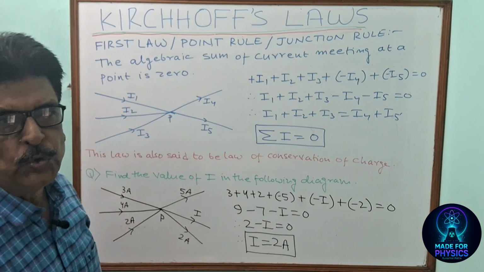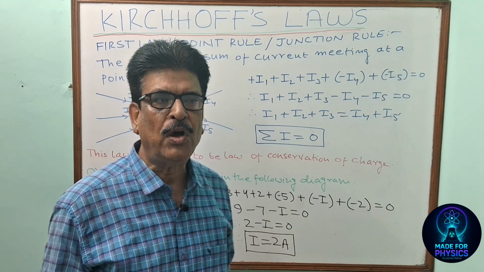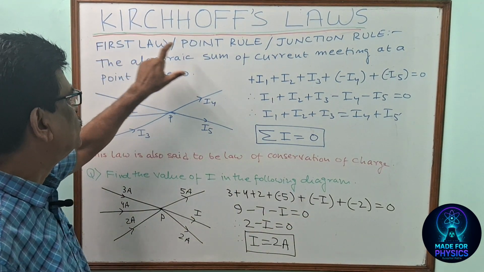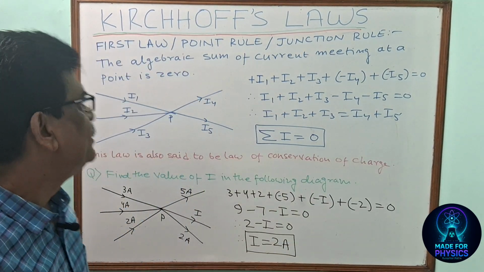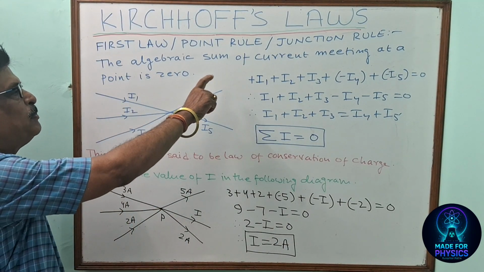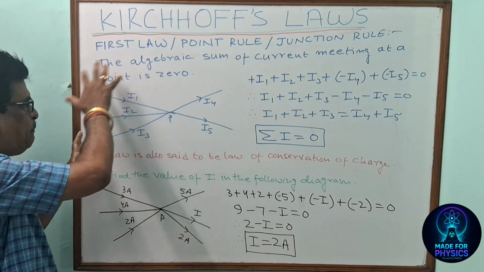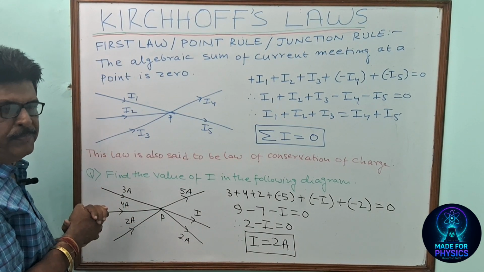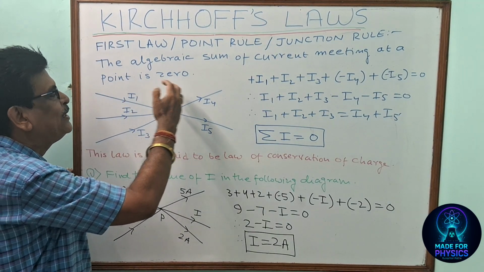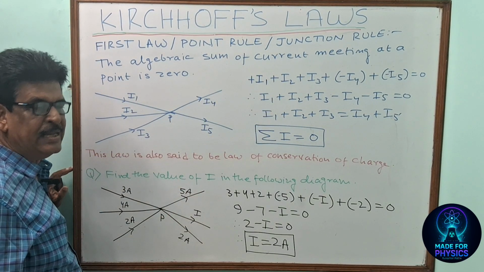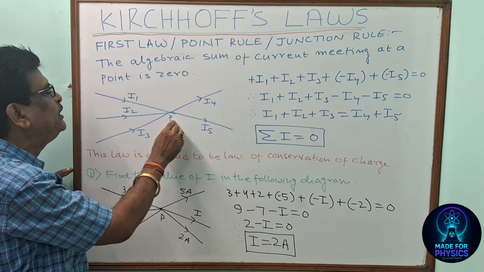Kirchhoff's law has the following two laws, but first of all we'll discuss the first law, which is also known as the point rule or junction rule. It states that the algebraic sum of current meeting at a point is zero. ये एक पार्ट ऑफ इलेक्ट्रिकल सर्किट है. यहाँ पर जितना करंट अप्रोच करेगा पॉइंट P में, उतना ही करंट पॉइंट P से निकलेगा. And that is what it says. The algebraic sum of current meeting at a point is zero.